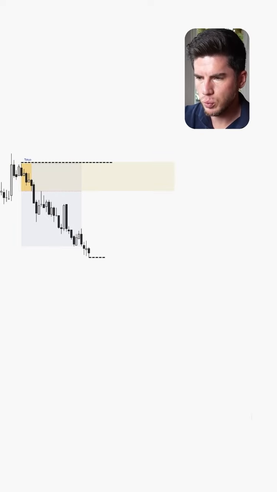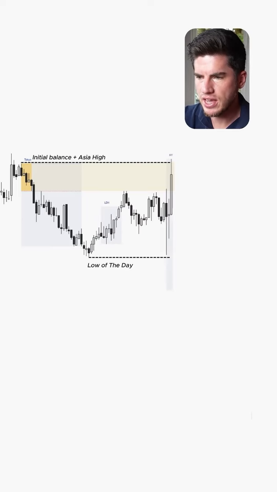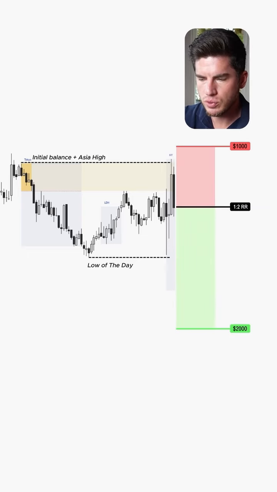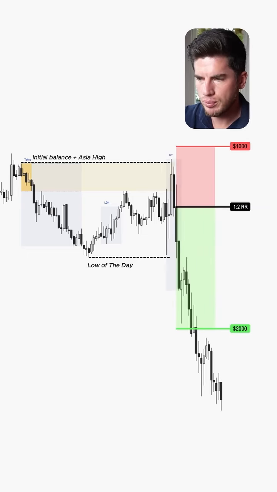Now the second way you can utilize entries using the initial balance, which is the way that I trade, is to align this confluence with liquidity. Notice in this first example, liquidity was taken above the Asia range by New York, and this retrace candle was my entry. Target a 2-to-1 or structural lows and you have a high probability setup.